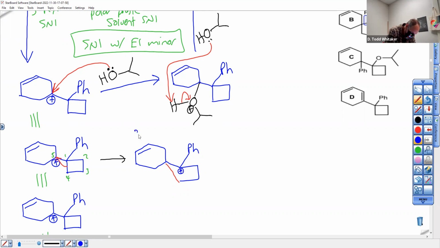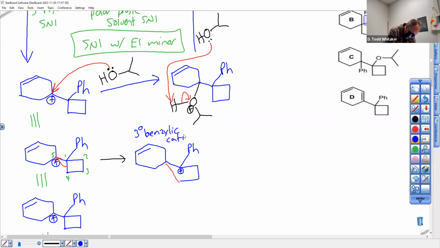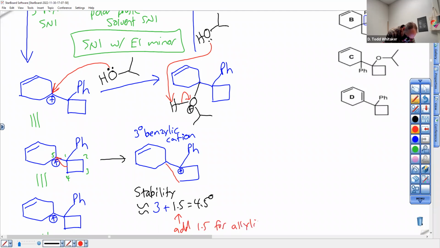This is a tertiary benzylic, it's like allylic, everybody. I'm writing allylic by mistake, of course. Cation. Stability, this is new for you. I never said this before. Roughly equal to 3 plus 1.5 equals 4.5 degrees. You add 1.5 for allylic or benzylic.